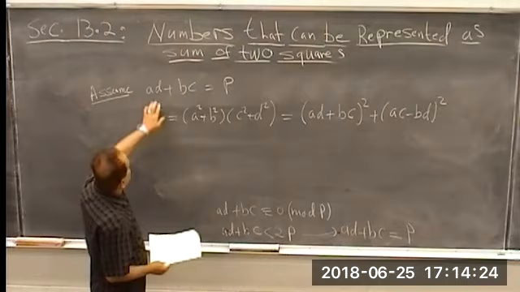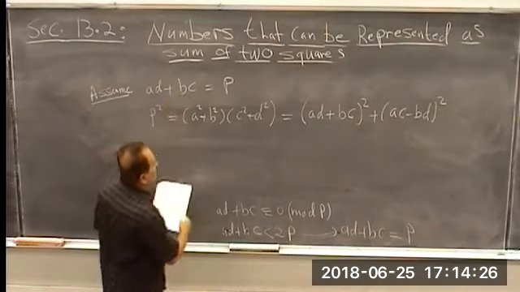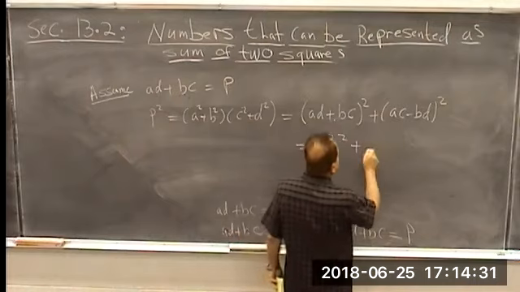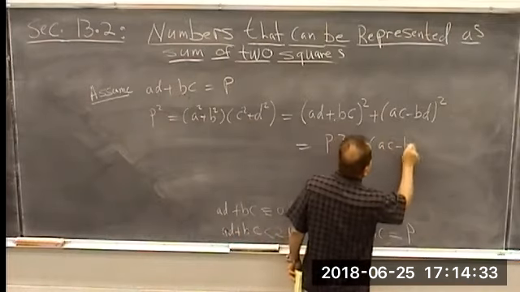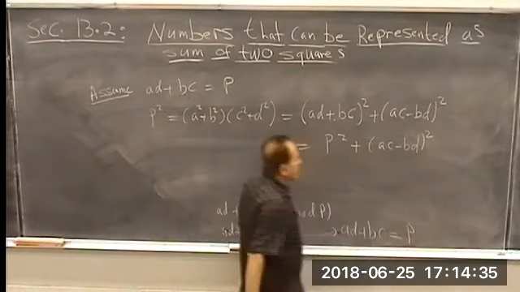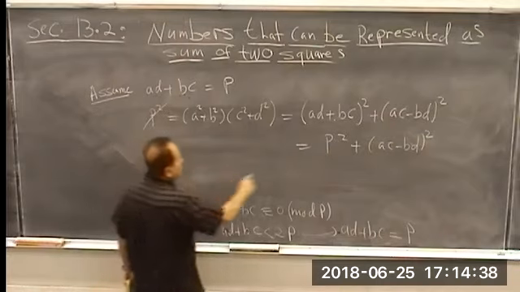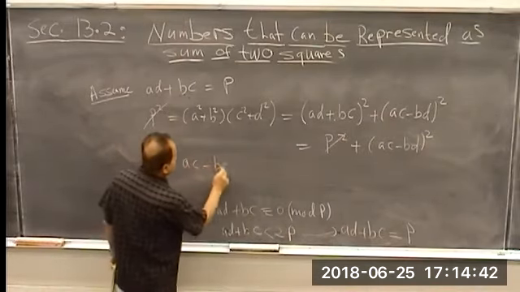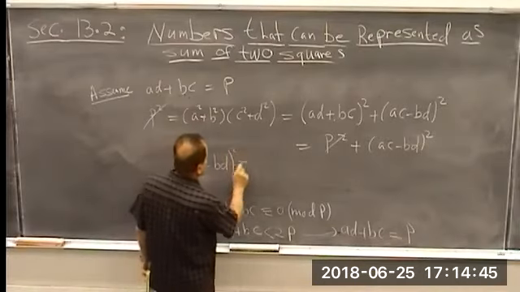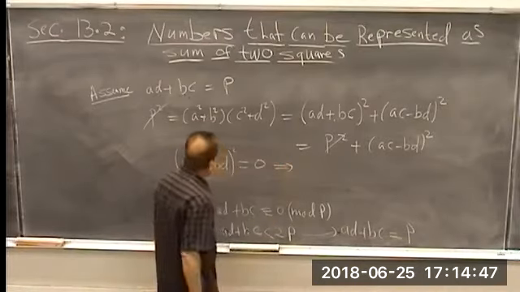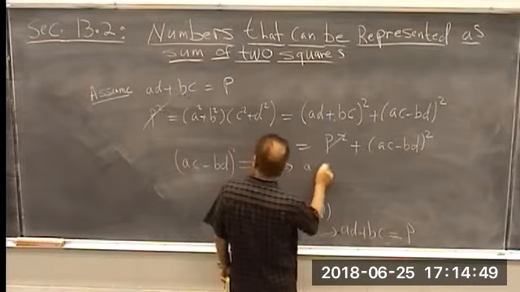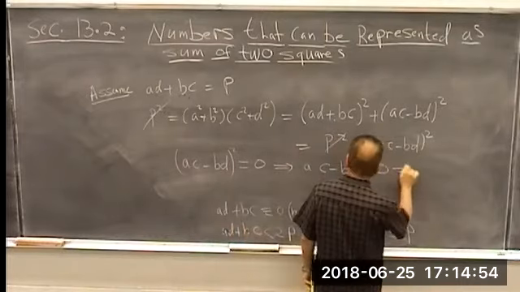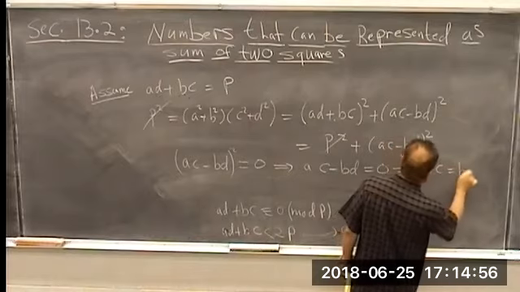Now we can substitute for the AD plus BC by P, so this is equal to P squared. And then we have AC minus BD squared. Now P squared cancels out from here, and we end up with AC minus BD squared equal to 0, which makes AC minus BD equal to 0. So which again means AC is equal to BD.